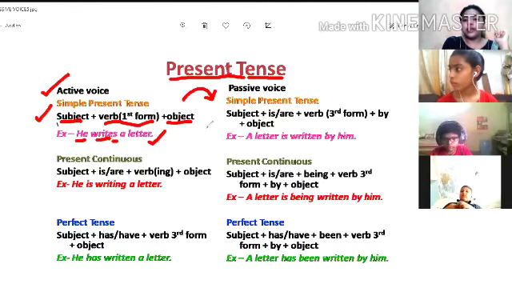What we do is we write the subject. What subject? The subject here will be the object which was there in the active voice.